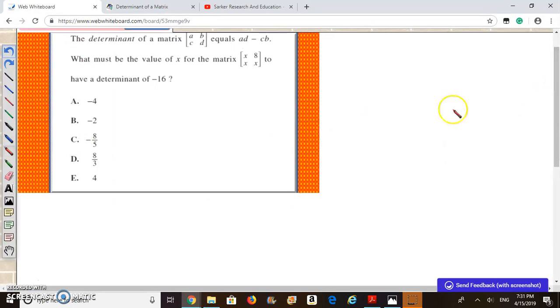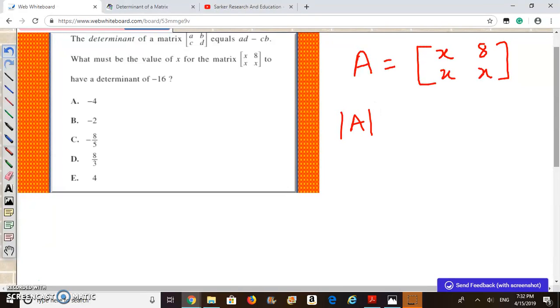Now the determinant of a matrix has already been given: we have found out that it is AD minus CB, or BC. This is a square matrix. The values of x are missing. We will have to find the value of x for this 2 by 2 matrix, and the determinant has been given as negative 16. So if we think this is matrix A, with x, x, 8, x, then the determinant will be, we know how to do that. Let us put a cross here.